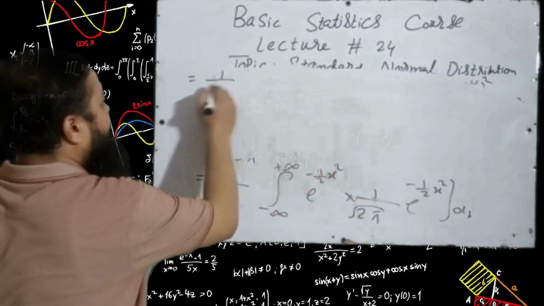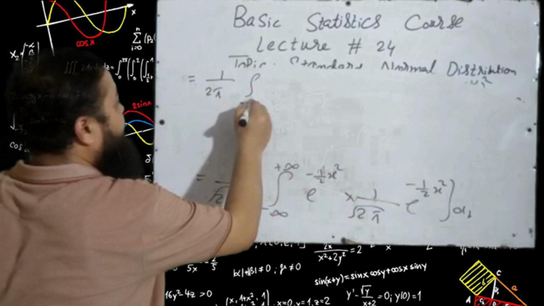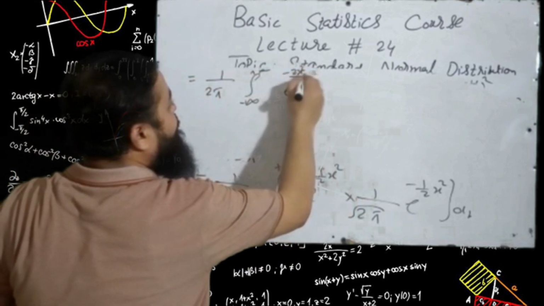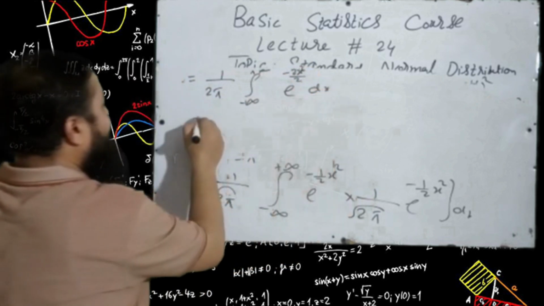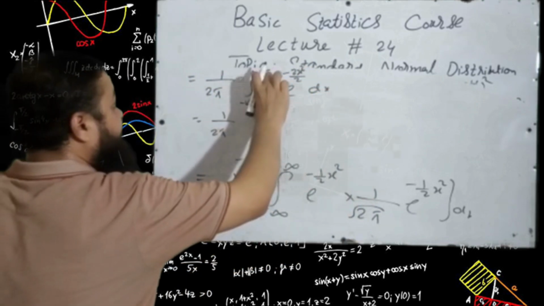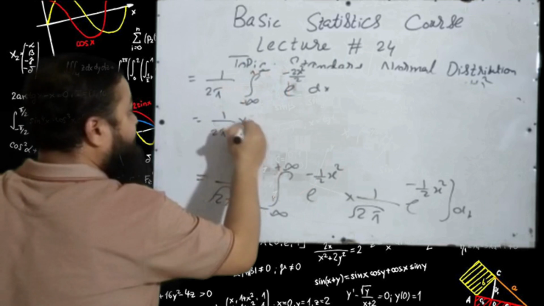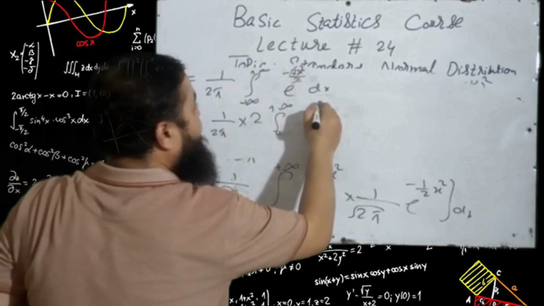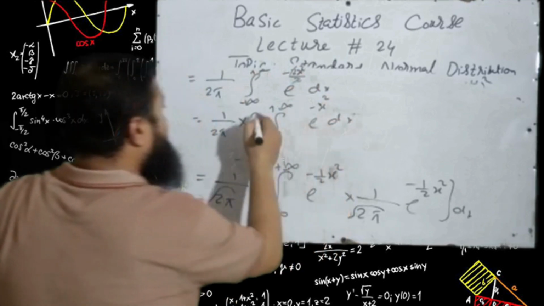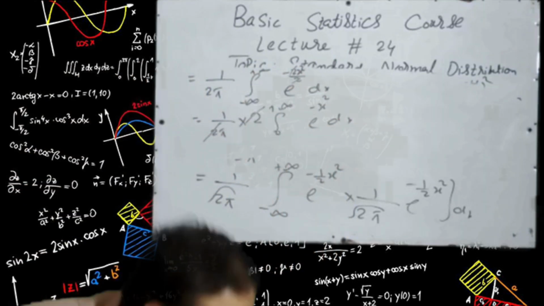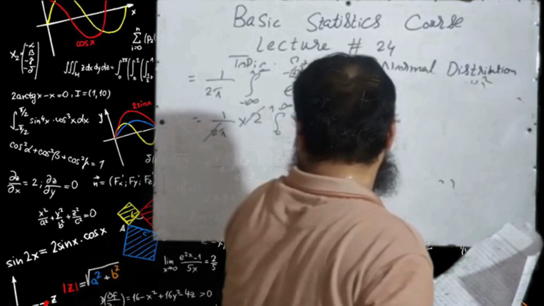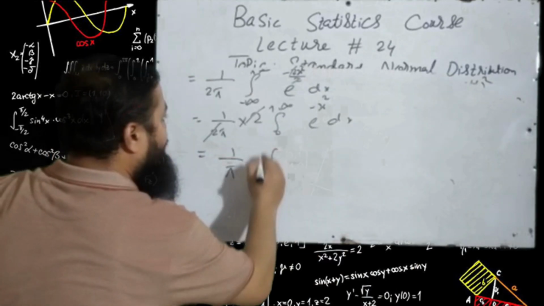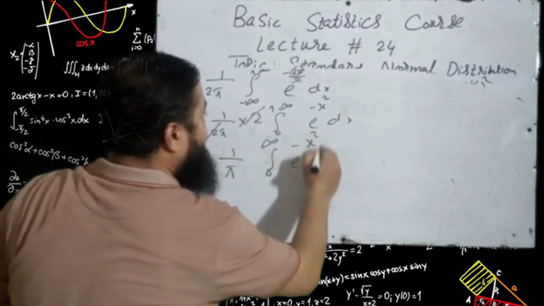That will be 1 over 2 pi, integral from minus infinity to plus infinity, e raised to power minus 2x square over 2 dx. Now if I change the limit, I will take 0 to plus infinity, that I will have to multiply by 2. Integral 0 to plus infinity e raised to power minus x square dx. 2 will be cancelled with 2. That will be 1 over pi, integral 0 to infinity e raised to power minus x square dx.